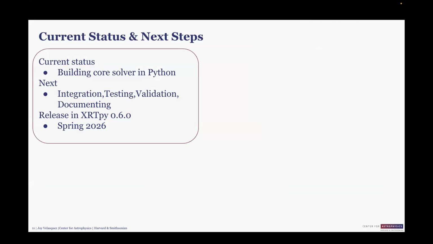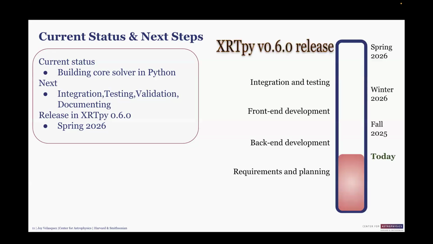And last, I would like to just give you the current status of our solver. We're currently in the process of building it. Next, we'll be doing integration, testing, validation, and documenting. We're hoping to release this in XRTpy version 0.6, and that'll be in the spring of 2026. To give you a roadmap, I'm highlighting where we are today and where we're aiming for this DEM release, which will be the spring of 2026.